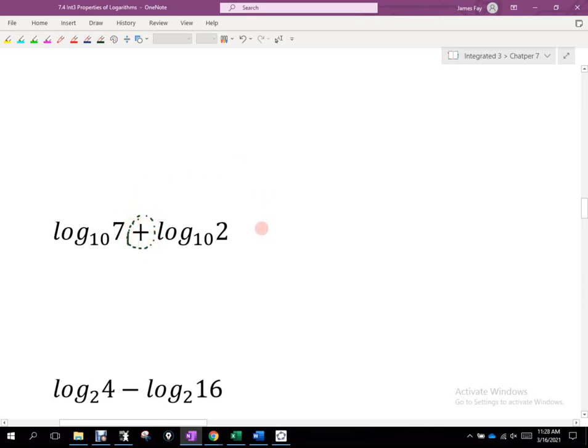Addition turns into multiplication. It's going to be log base 10. What are the two things I multiply? 7 times 2. So I merge them. Now again, we'd be asking a question: what do I raise 10 to so it gives me 14? Well, think about it. 10 to the first is 10, right? What's 10 squared?